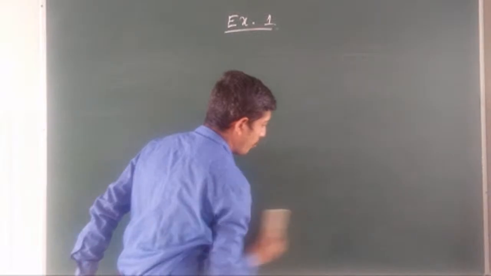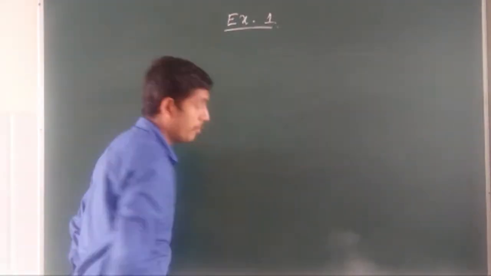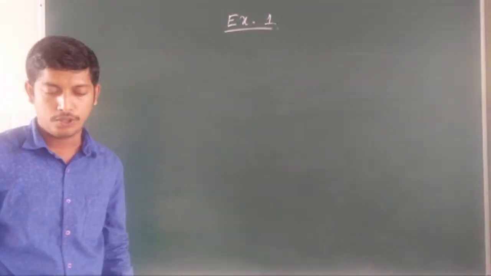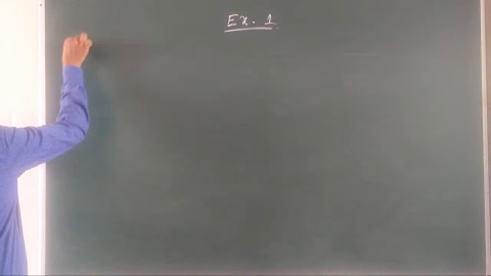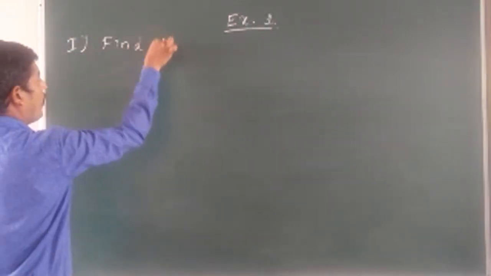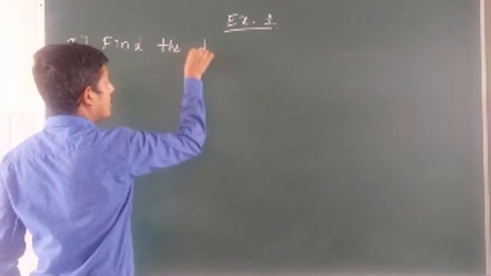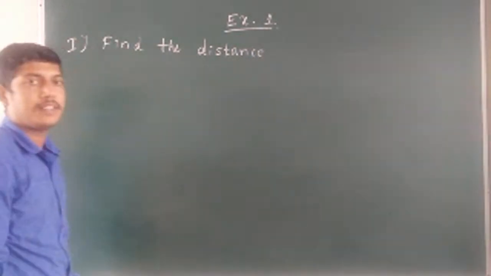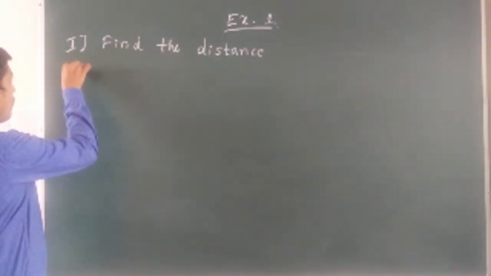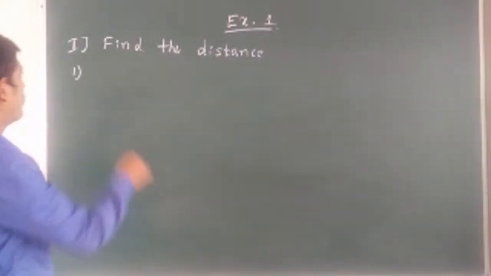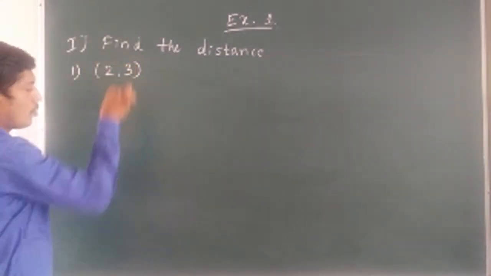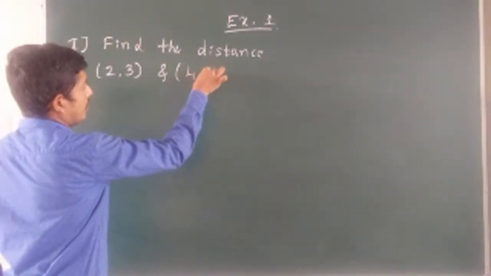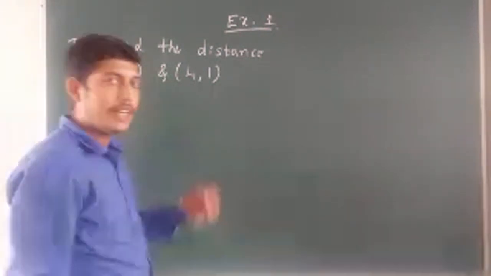Now I will solve problems by using this distance formula. Find the distance between the following pairs of points. The first problem is 2 comma 3 and 4 comma 1. 2 comma 3 and 4 comma 1.